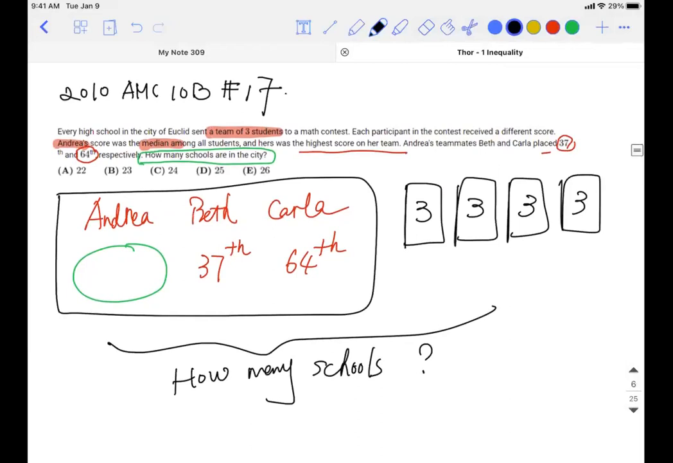Again, how can I use all the conditions given by the problem? Let's try to construct some inequality, and starting from there, hopefully we can solve the problem. If you have any question, you can raise your questions for now.